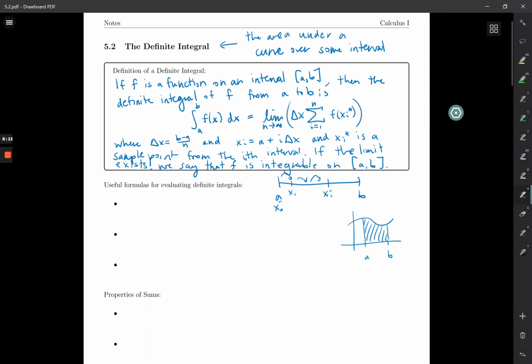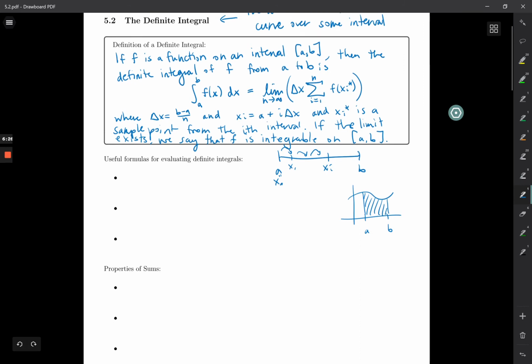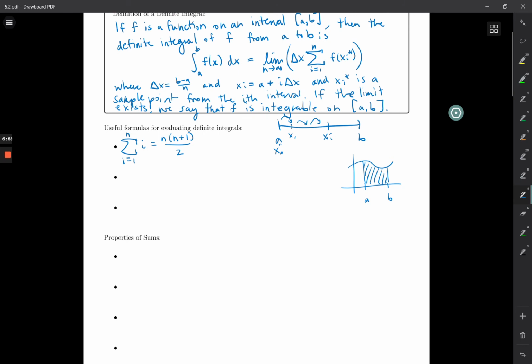Okay, so now I'm just going to give you some formulas that we are going to need, and we're not going to derive them, but I'm just going to let you know what they are. They just involve some clever ideas that simplify these particular summations really nicely. So the first one is summing i from 1 to n, and the formula is n times n plus 1 over 2, right?